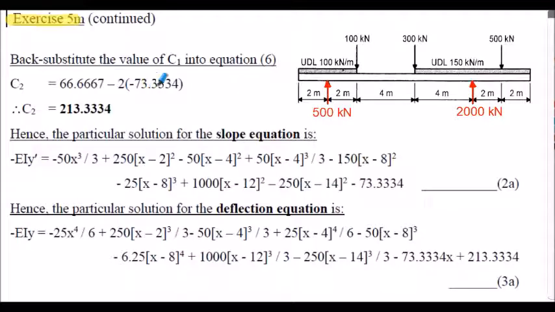Exercise 5 continued. And if we back substitute the value of C1 into equation 6 we formed previously, so this is the value of C1, it's a negative value, we can find the value of C2, which is 213.3 recurring. So we now have our particular solutions that are termed for our slope equation, because we've added the C1 constant into the equation. Call that equation 2a for reference. And we've got the particular solution for the deflection equation, where we have the C1 times x, and now the C2 from above. Call that equation 3a. So those are equations that we formed.